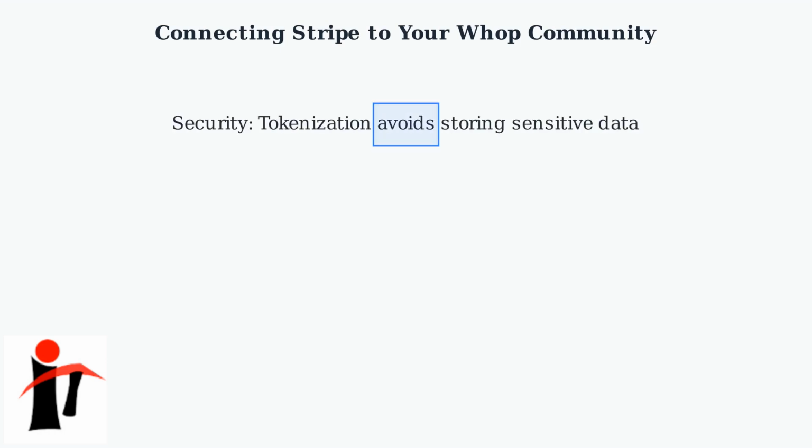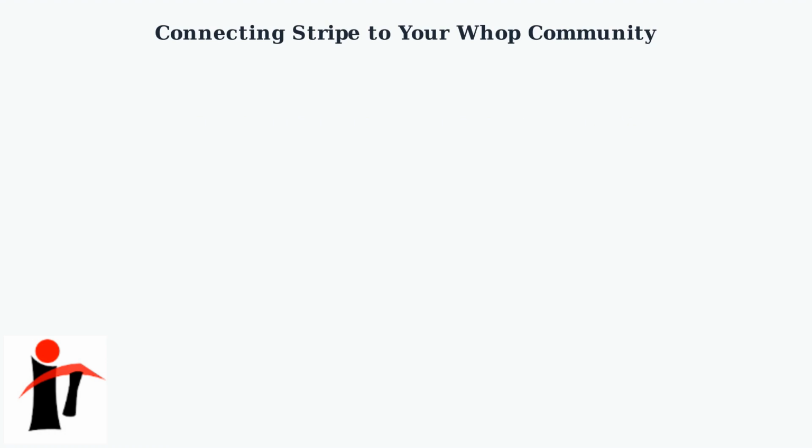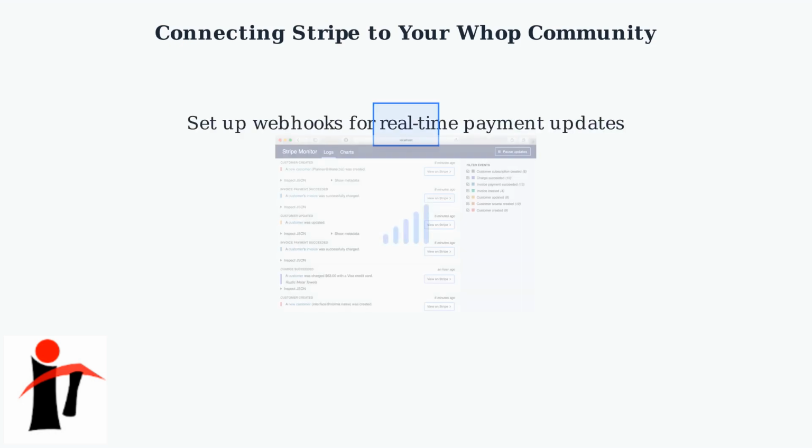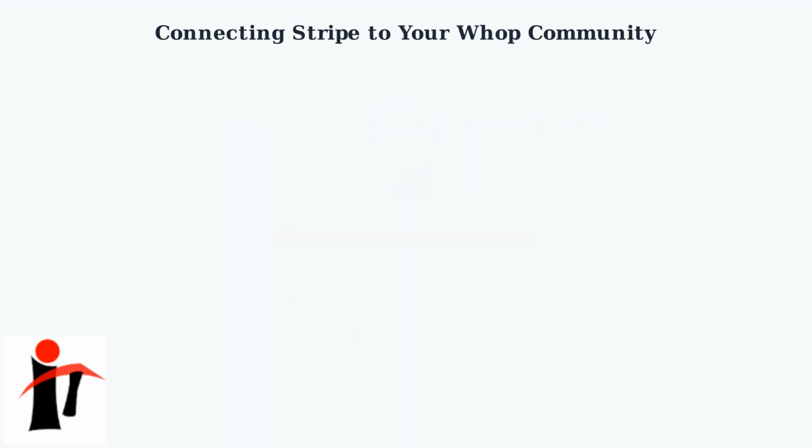Whop relies on Stripe's tokenization to avoid storing sensitive data on its servers, maintaining a high level of security. Setting up webhooks for real-time updates is recommended to receive notifications about payment successes or failures. This streamlined process ensures secure and reliable financial operations, allowing you to focus on growing your community.